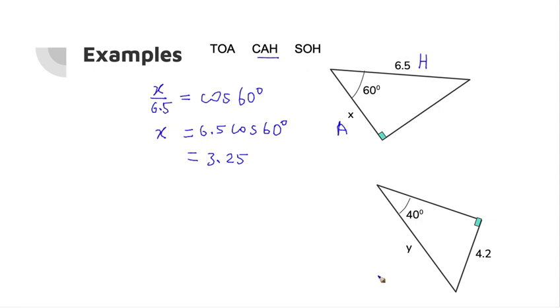Alright, in the second case, again, look at the location of the angle. This is the opposite side, so now the opposite side is known, and this is the hypotenuse. So again, we have opposite over hypotenuse is sine, so opposite over hypotenuse, which is y, is sine 40 degrees.